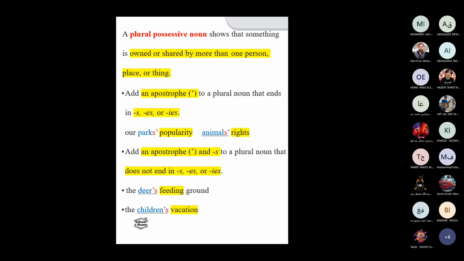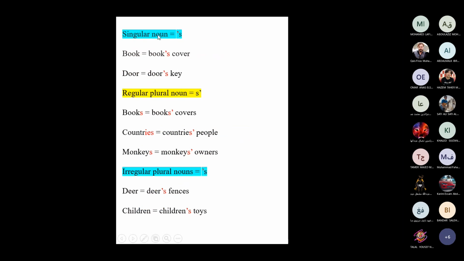That's it. So nouns like deer have no s at the end, so I add apostrophe s, like the singular. Children has no s at the end, I add apostrophe s. It's so simple. Let's see that. For singular nouns, I add apostrophe s to make the possessive: book, so I say book's cover; door, door's key.